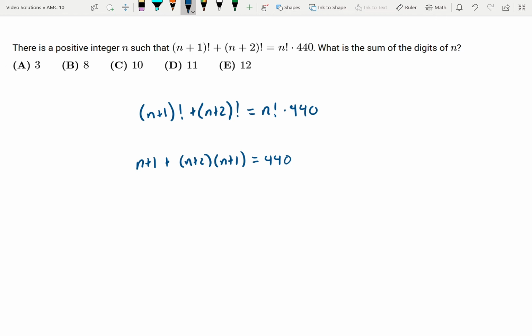So ultimately I'm going to see if I can expand that out. So I have n+1 plus, and then I have n squared plus n plus 2n plus 3 equals 440. Okay, so here I've got n squared, and then plus 4n, and sorry, this should be my error. This should be a plus 2. So plus 4n plus 3 equals 440. Subtract 440 from both sides. n squared plus 4n minus 437 equals 0.